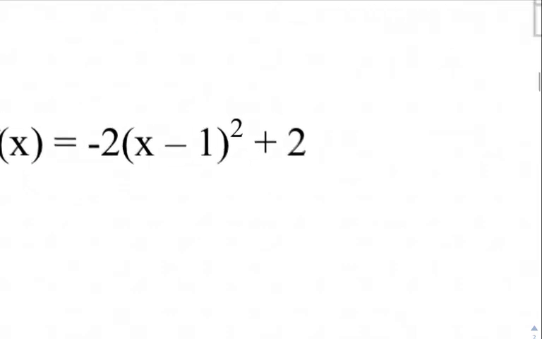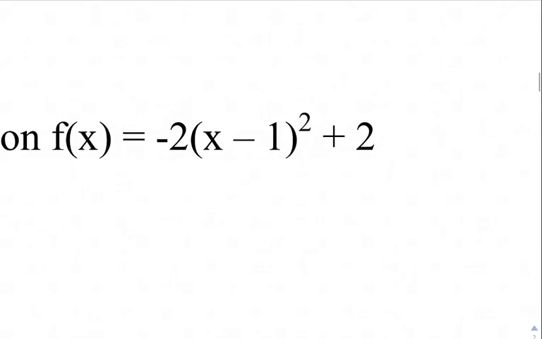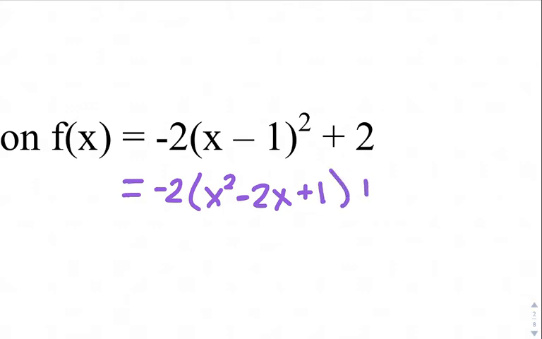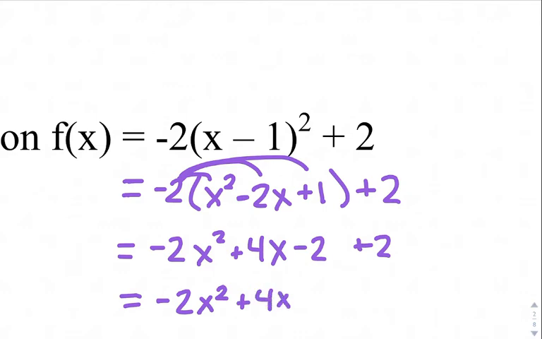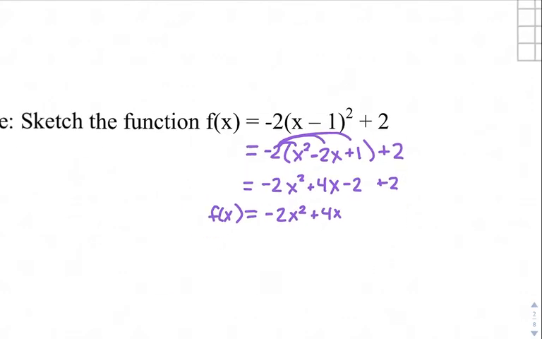So let's distribute this first. So PEMDAS says I have to do parentheses and exponents. So I'm going to do (x minus 1) squared. So that would be x squared minus 2x plus 1. So now I have to do the parentheses part where I distribute this negative 2 in front to all these terms. So it's going to be negative 2x squared plus 4x minus 2 and then plus 2. So when I add my like terms, I get negative 2x squared plus 4x. So this is f of x in the form we're used to seeing it.